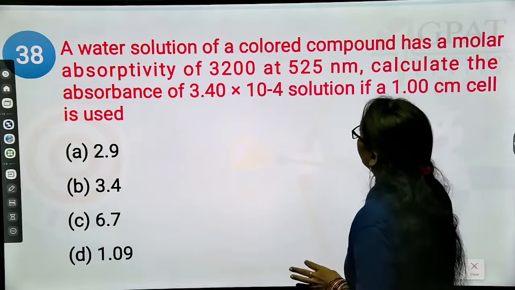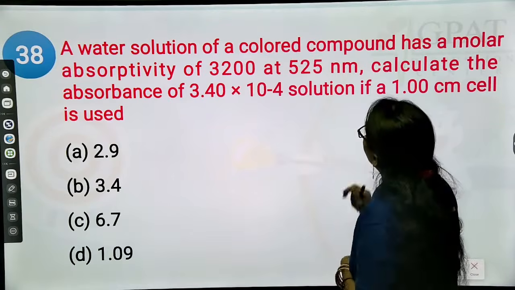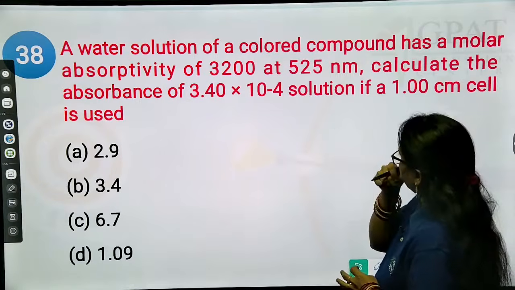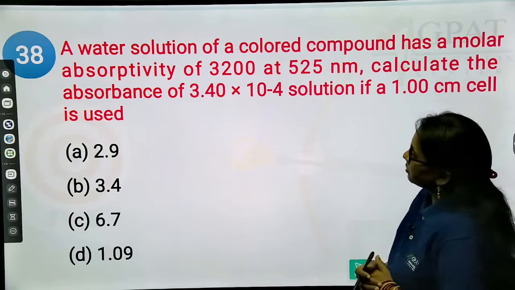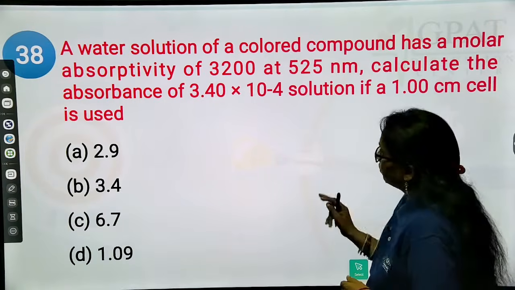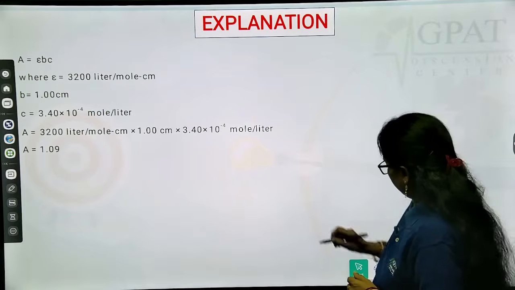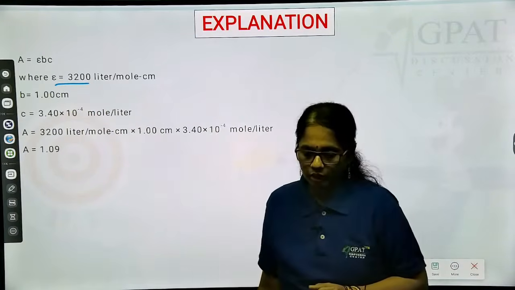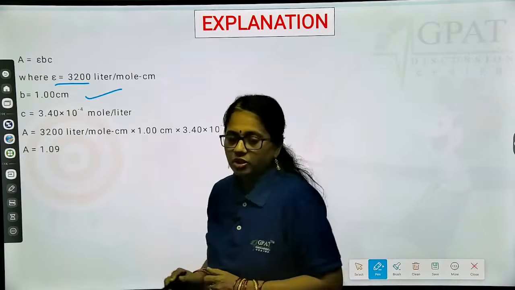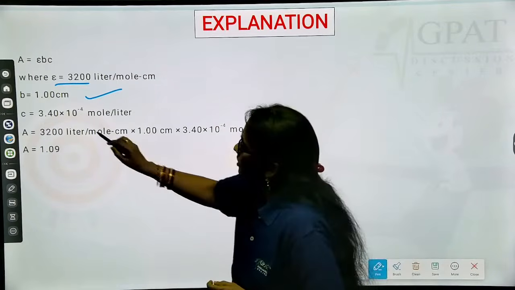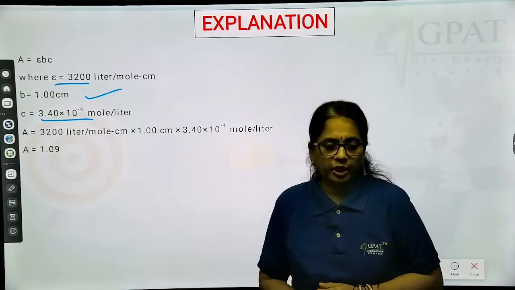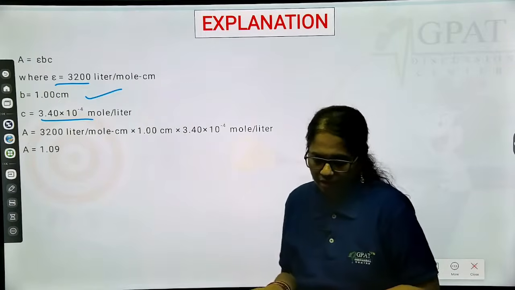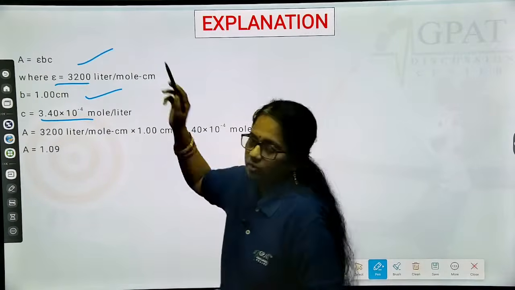Okay, the epsilon value they have given is 3200 at 525 nanometer. Calculate the absorbance of a 3.4 into 10 to the power of minus 4 solution if a 1 centimeter cell is used. Here they have given the molar absorptivity, that is 3200, the path length as 1 centimeter, and the concentration as 3.4 into 10 to the power of minus 4 moles per liter. So no need to do any corrections here, you can directly calculate by this formula, A equal to epsilon into BC.